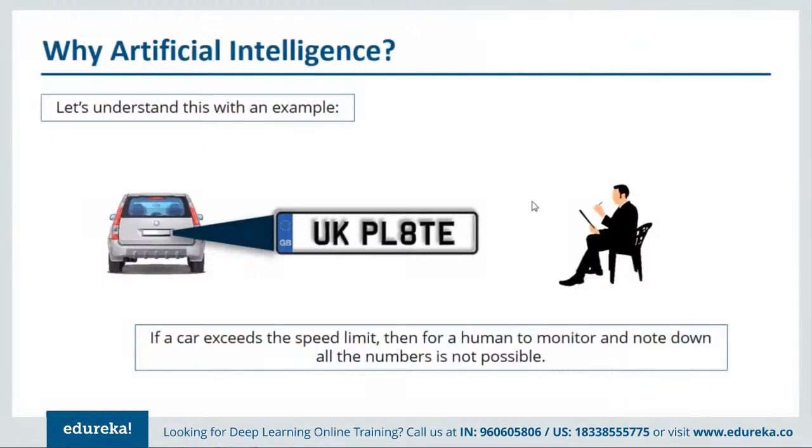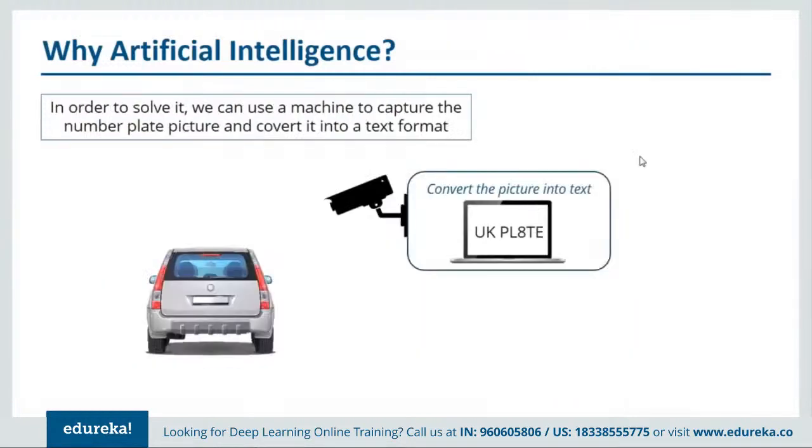Now let us see another approach to this particular problem. We can make use of cameras that will click the picture of the car that exceeds the speed limit, and then we can convert that picture into text. For example, we have UKPLATE. In this way, the risk of human error has been reduced, and at the same time, machines never get tired. So because of that, you can capture all the images of cars that cross the speed limit.